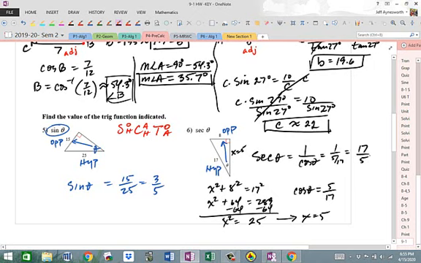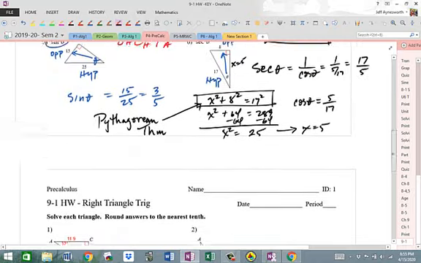Okay, so yes, you got to kick in a little Pythagorean theorem work right there, guys. Right here I'm talking about. That is the Pythagorean theorem. Okay, and that's how it's done.